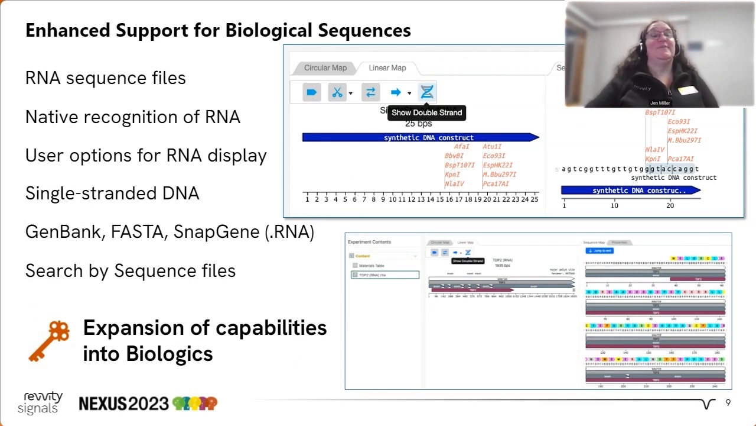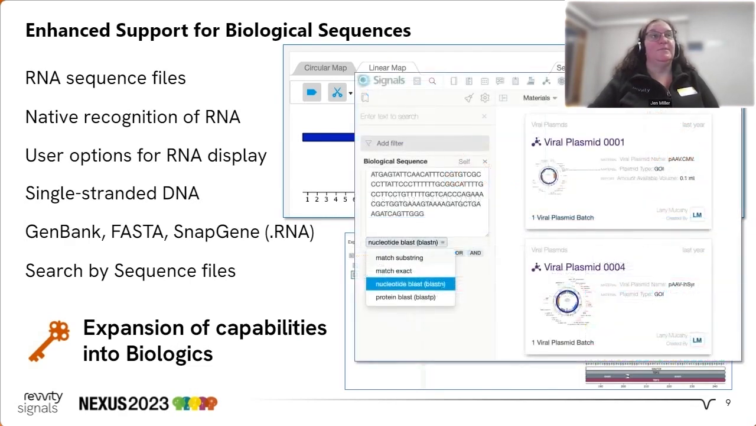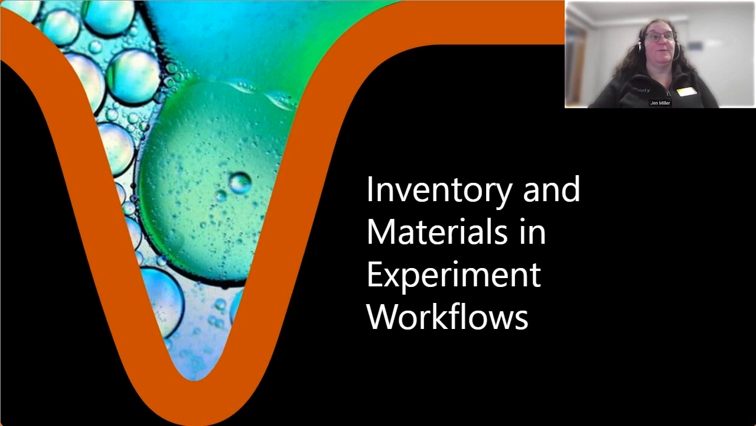In addition to what we've already discussed, we've been adding biological features to the materials library too. With better support for RNA and DNA, scientists can take greater advantage of Signals Notebook and Signals Research Suite capabilities. All this to say, our goal of supporting different types of science is always in the forefront of our minds. Now that we've been able to identify and keep important information about our materials, let's go see how we can leverage that information in inventory and experimental workflows.